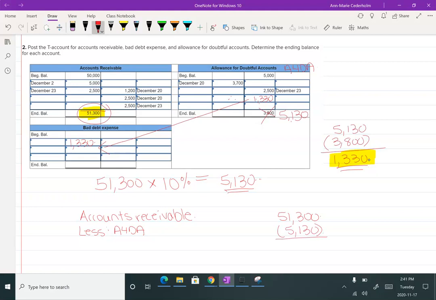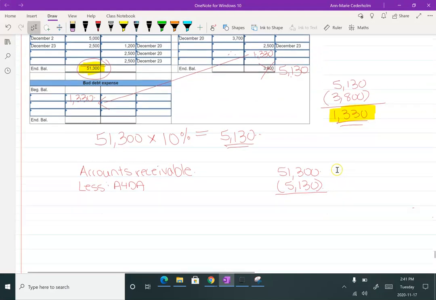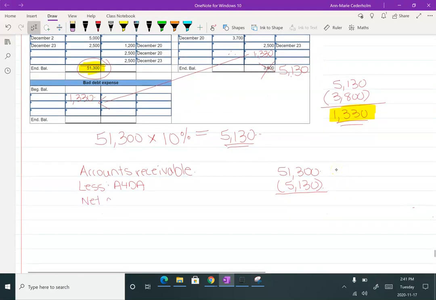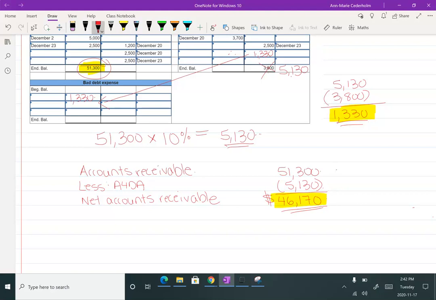So this is called a contra asset account because it belongs with your receivables. And so now my net receivables is the difference. So 51,300 minus 5,130. So that's 46,170. So this amount is going to show up on my balance sheet. And I usually just say BS to show that this is going to the balance sheet. And we're done.